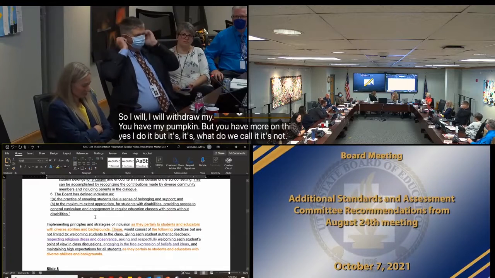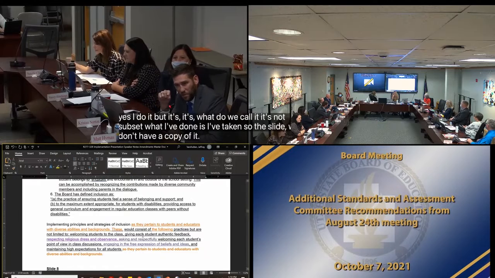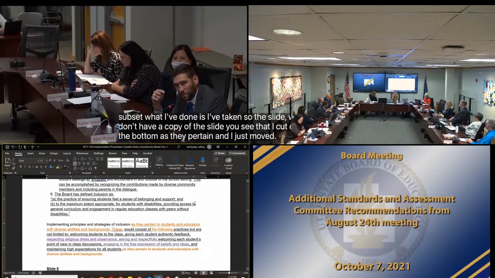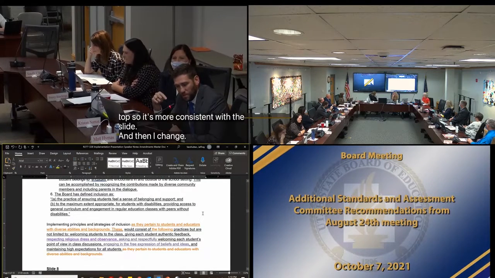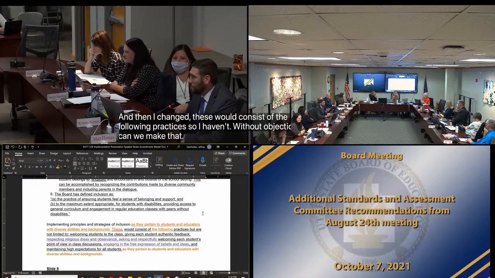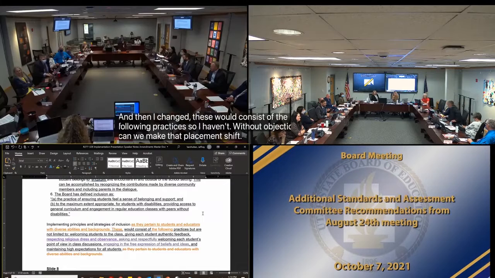It's not substantive. What I've done is I've taken the slide, we don't have a copy of the slide. You see that I cut out the bottom as they pertain, and I just moved it to the top, so it's more consistent with the slide. And then I changed, these would consist of the following practices. Without objection, can we make that placement shift? But I reserve the right to rethink the grammar of it. Of course you do. Yes, okay.